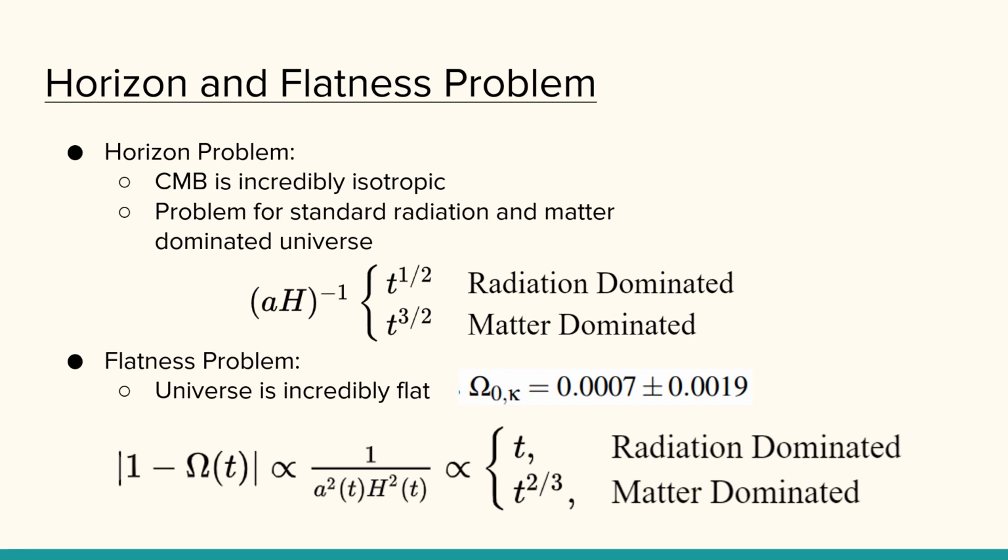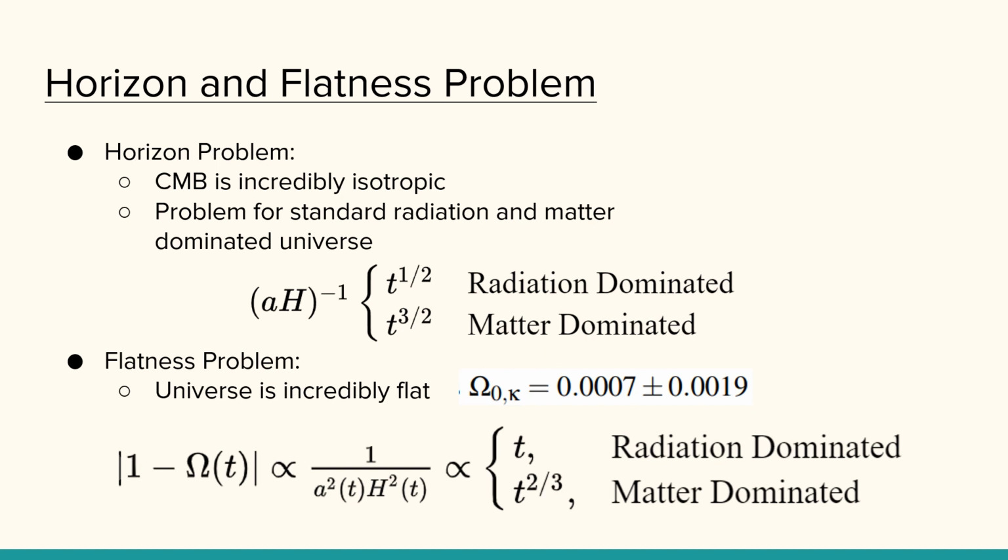All right, now, the problems with this model. There are multiple problems, but the main ones are the horizon and the flatness problem. In the horizon problem, we've seen that the CMB is very isotropic. And since the universe was initially radiation and matter dominated, this presents a bit of a problem because if we look at what is called the co-moving Hubble horizon, this quantity here, it tells us the distance at which two events are no longer causally connected because the expansion is faster than the speed of light. And we see that for radiation and matter domination, this grows with time, which indicates that two points quite far apart could not have been causally connected. So the question is, how can they have come to the same temperature?